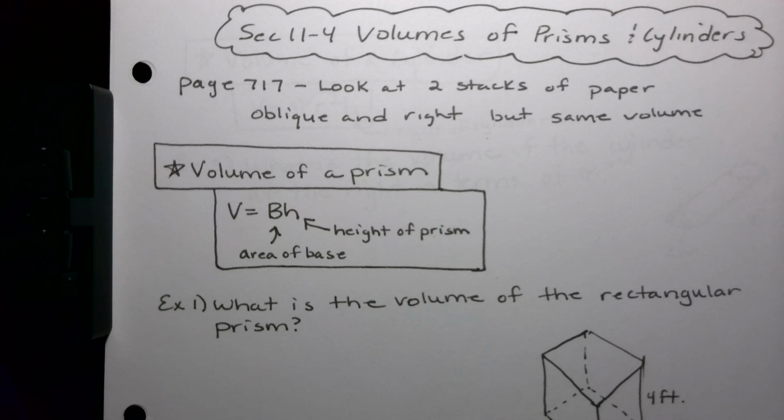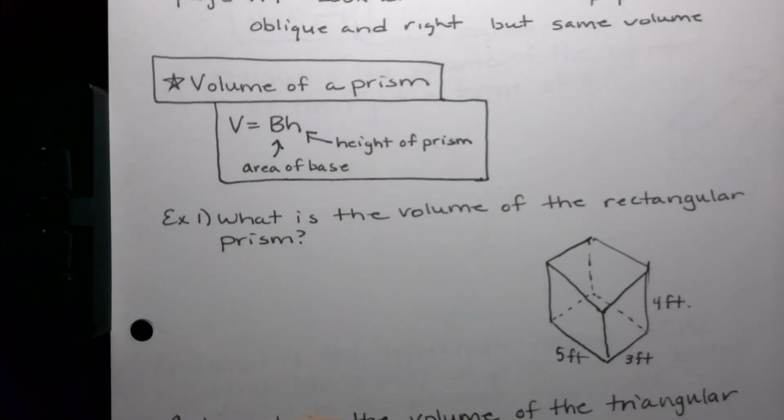I wanted you to flip to page 17 in your book, if you would, for a minute. It's a great representation of the oblique and right prisms, a stack of papers of different colors, and it shows that when you angle it and make it oblique, it still has the same number of papers in it. Whether it's standing straight up in a right position or angled in an oblique position, the volume hasn't changed. That's an important concept to remember: when we're doing volumes of these prisms, whether oblique or right, it is the same.